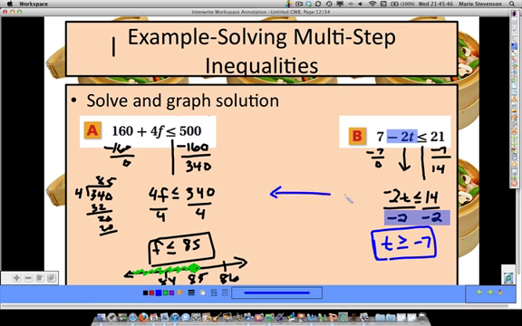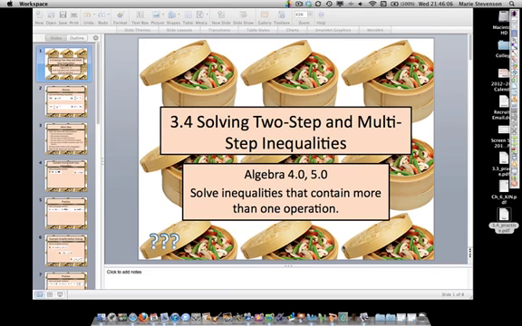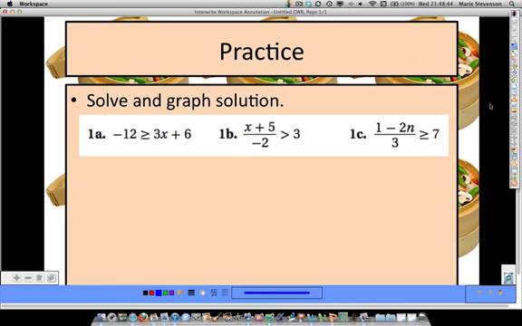Okay? Now we'll do our graph. In this case, it's greater than or equal to, so it's a closed circle on negative 7, and it goes to the right. Okay, so those are both two-step equations. Okay, so let's go ahead and move on. Now, instead of making this a practice, let's call this actually example 1c. I'm going to rewrite this on the other slide because there wasn't this type of problem in the other example.